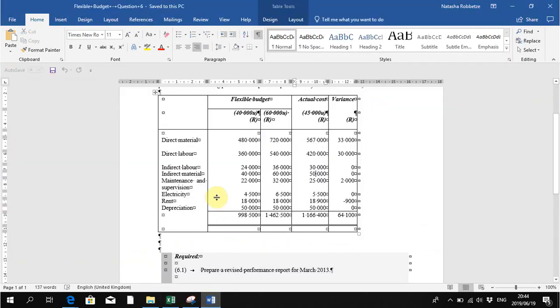Right, next one, we have maintenance and supervision. I can see this is not a fixed cost because it differs at the levels. So if I take 22,000 Rand divided by 40,000 units, I get 55 cents. And if I take 32,000 Rand divided by 60,000, I get 53 cents. So these two differ. If you divide these two, you do not get the same amount, which makes it a mixed cost. So for maintenance and supervision, we need to do a split calculation. Let's see how we do that again.